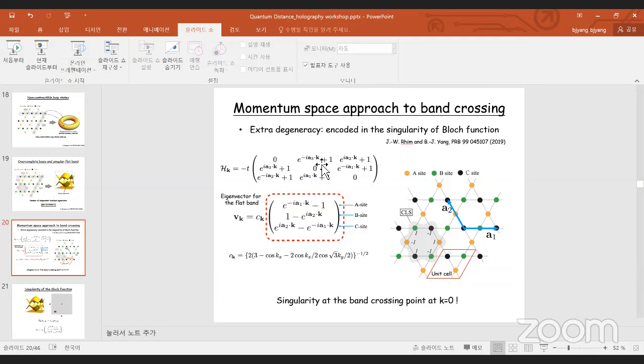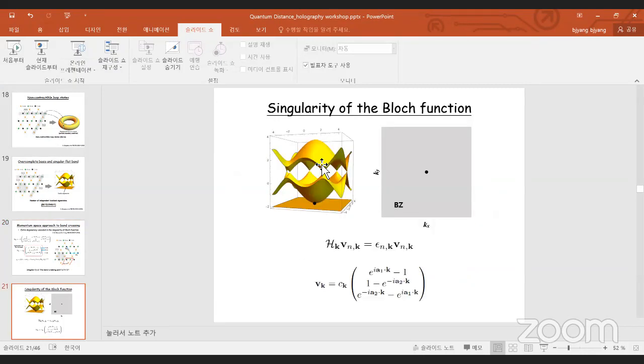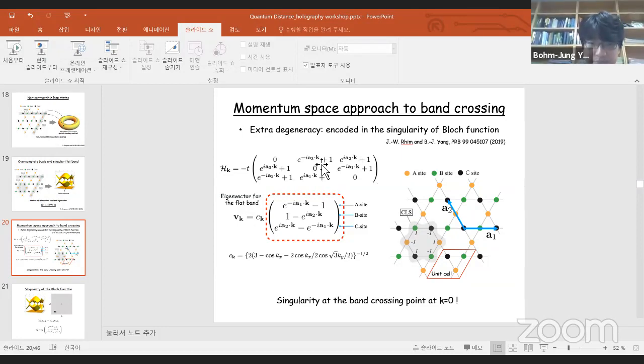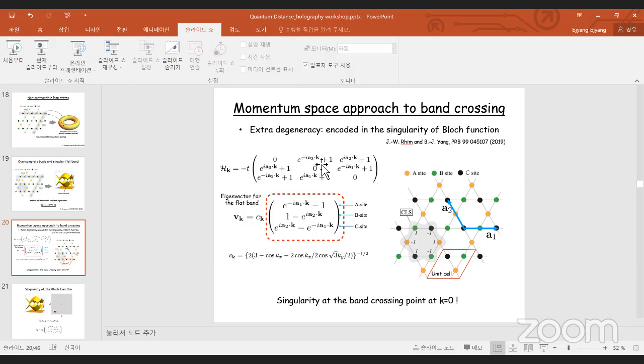But let me compare two lattice models. One is Kagome, and the other is, I don't know, some non-singular band touching point. Before calculating some eigenvector at the band touching point, near the band touching point, isn't there any intuitive or whatever way to see?